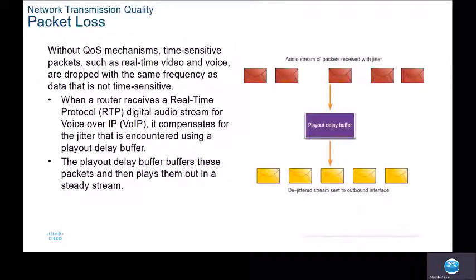Okay. Packet loss. Without QoS mechanisms, time-sensitive packets such as real-time video and voice are dropped with the same frequency as data that is not time-sensitive. So when a router receives a Real-time Transport Protocol digital audio stream for voice over IP, it compensates for the jitter that is encountered using a play-out delay buffer. The play-out delay buffer buffers these packets and then plays them out in a steady stream. So you can see variable spaces here while it's all consistent once it's been through that buffer.